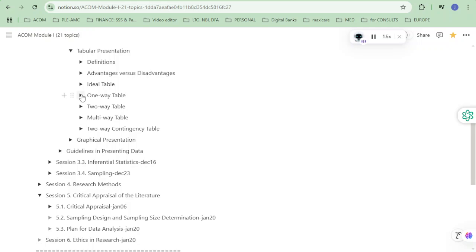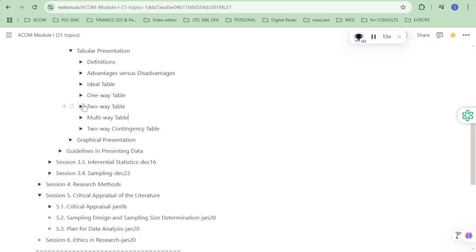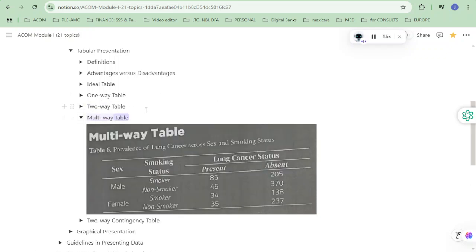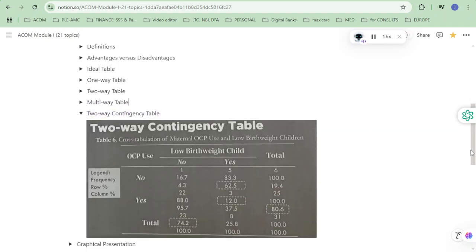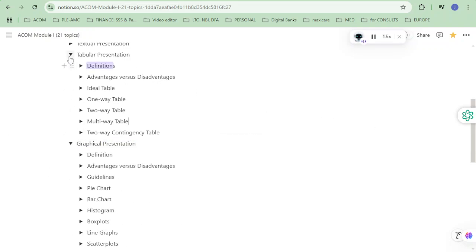One-way table. Two-way table. Multi-way table. Two-way contingency table. Graphical presentation. Definition.